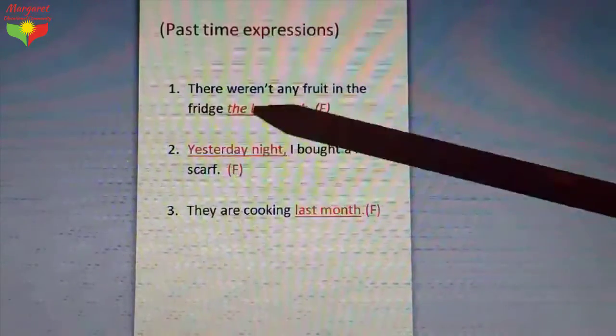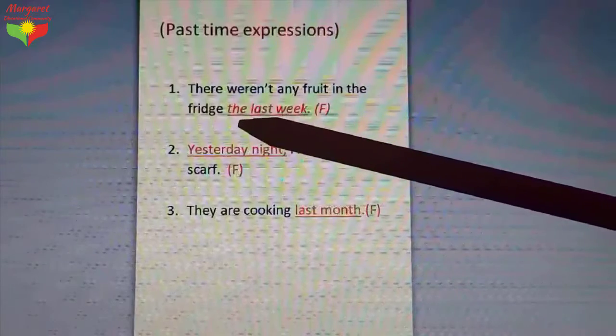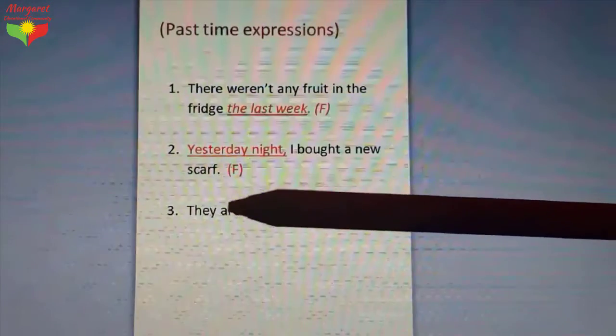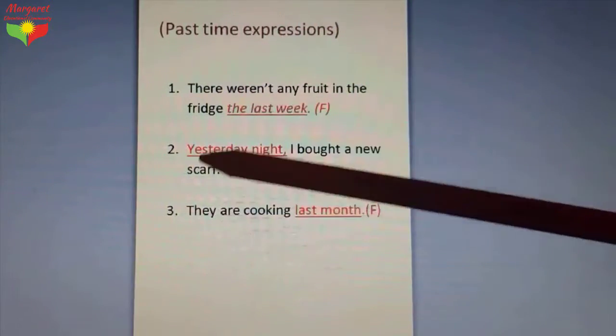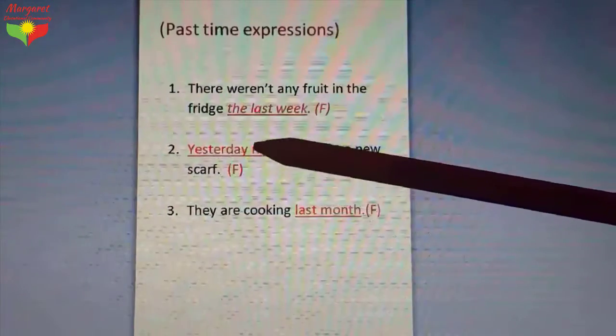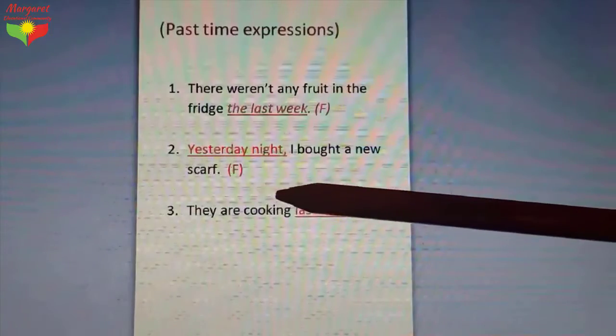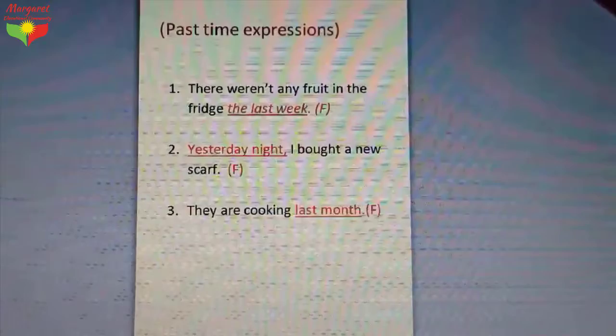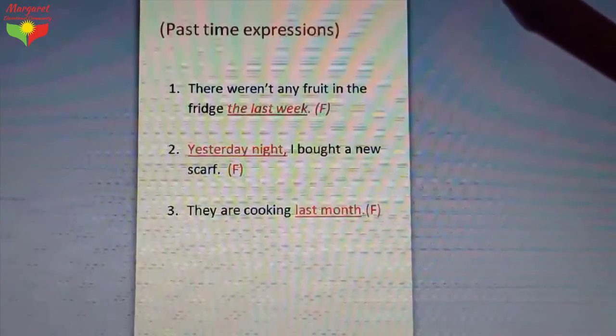Number 2. Also, it's false. But let's see why. Why is it false? Who can guess it? Come on, raise your hands. But I can't see you. I'm sorry. You know? So, yesterday night, I bought a new scarf. And actually, I would like scarves. And it's my favorite cloth during winter.